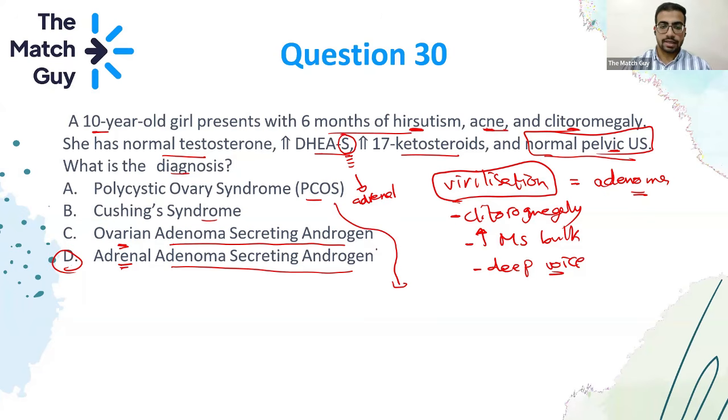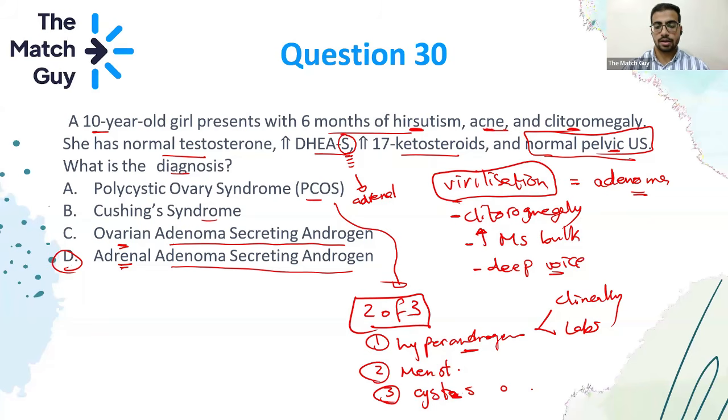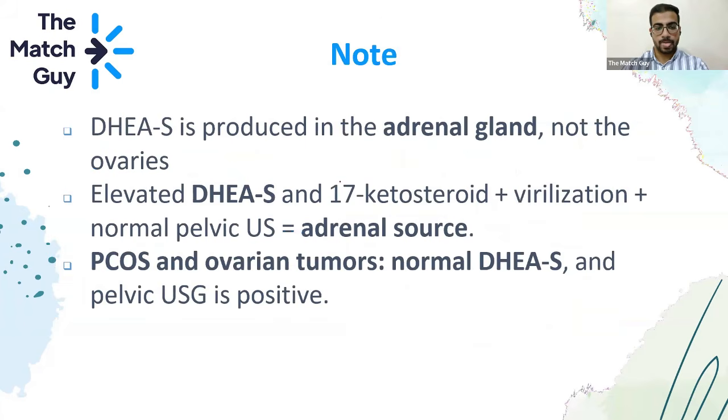PCOS, because it's one of the most important causes of hyperandrogenism, how we usually diagnose it is we need to have 2 out of 3 criteria. We first need hyperandrogenism, either clinically or on labs. So the presence of hirsutism and acne on their own can be sufficient for us to diagnose hyperandrogenism. The second criterion is some sort of menstrual irregularity, usually amenorrhea or oligomenorrhea. And the third criterion is seeing cysts on ultrasound.